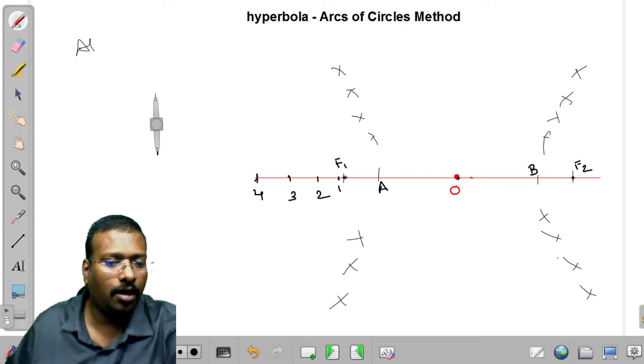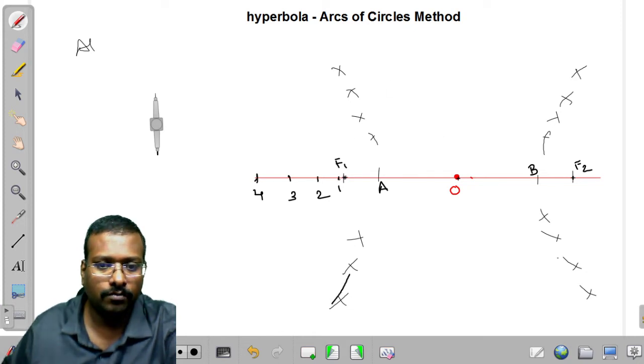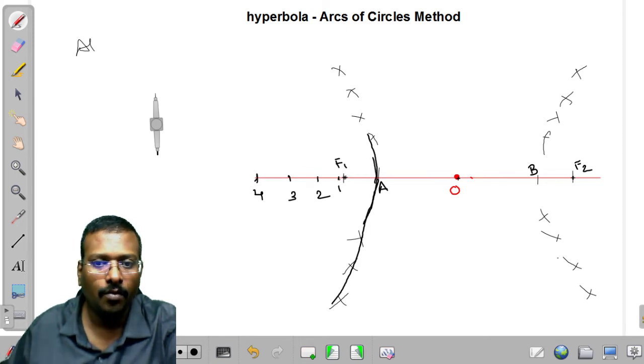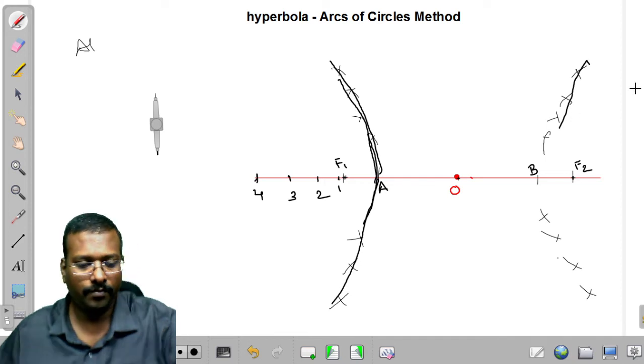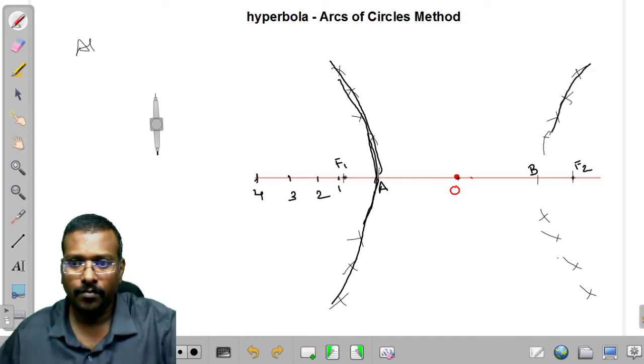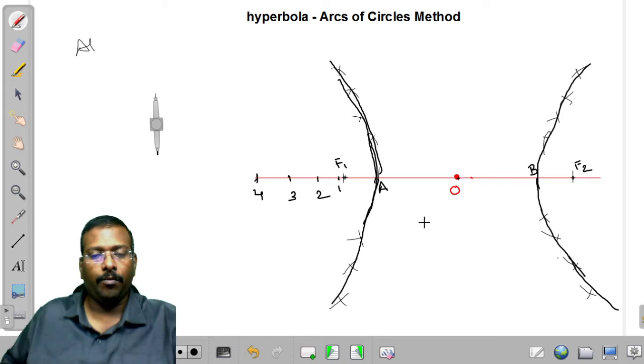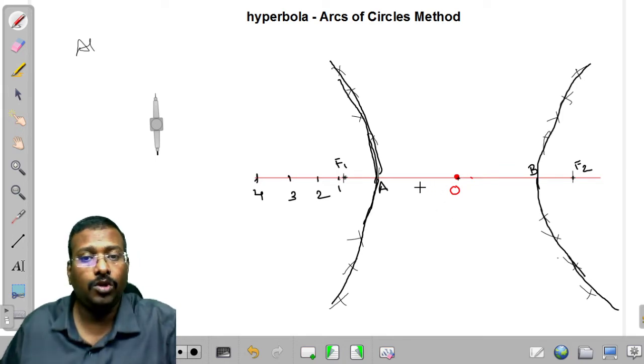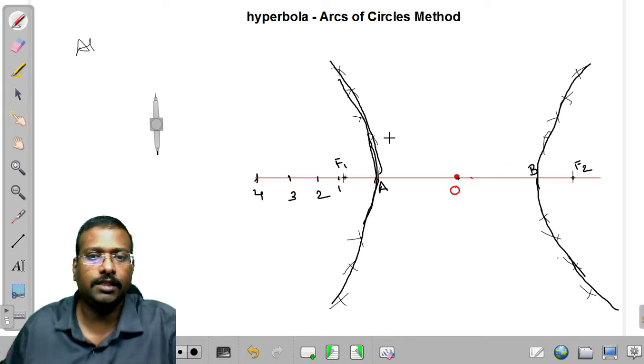So if you join all these points as a smooth curve by touching A, we are going to get the required hyperbola. This is the hyperbola. Now, how to draw the tangent and normal to these curves?